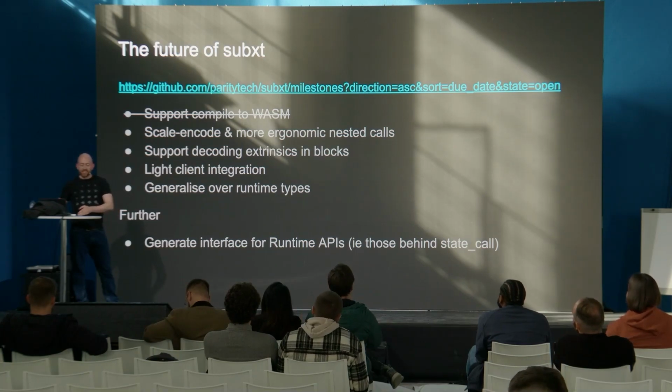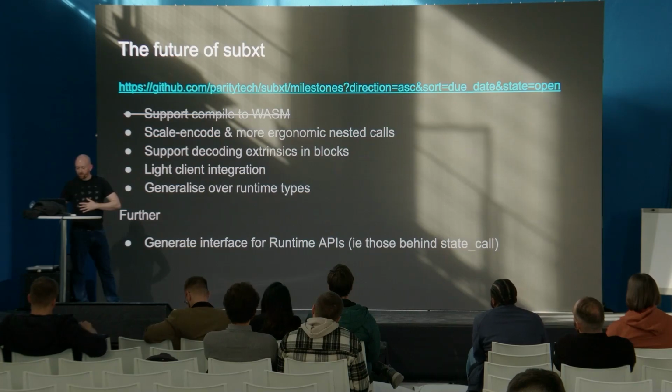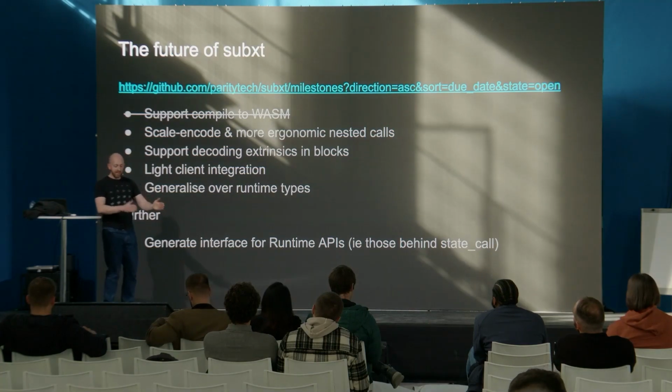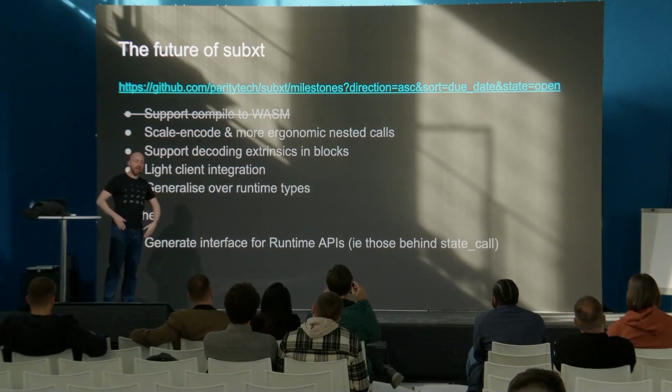We want to add support for scale-encode and basically making calls a lot more ergonomic and flexible and more robust. So that's something that's coming soon. We want to support decoding the extrinsics in blocks. Right now, you can subscribe to blocks. You can get the bytes representing each transaction, each extrinsic, but you can't decode those bytes. So we want to add the ability to do that.